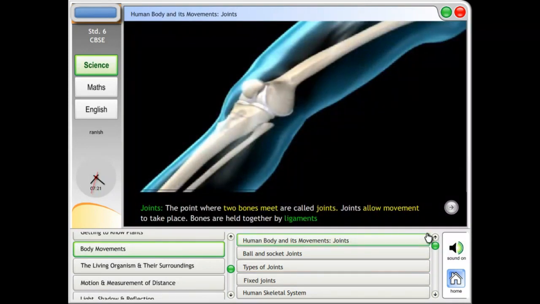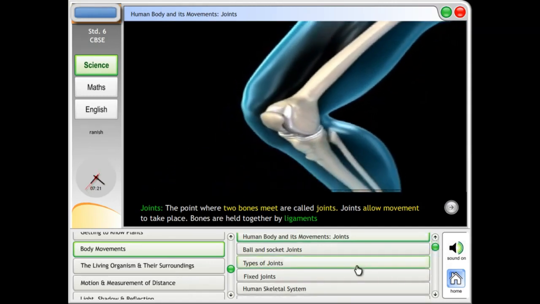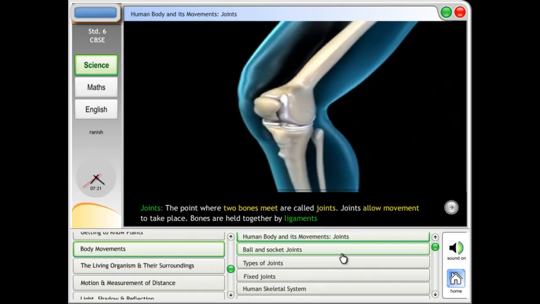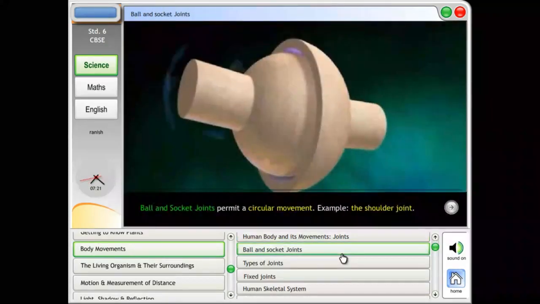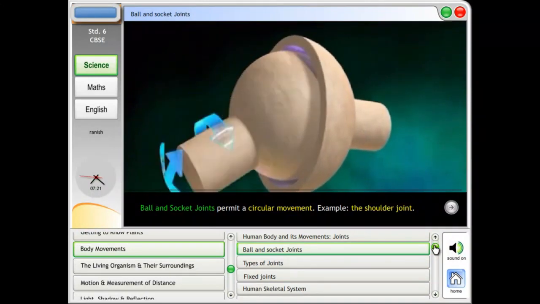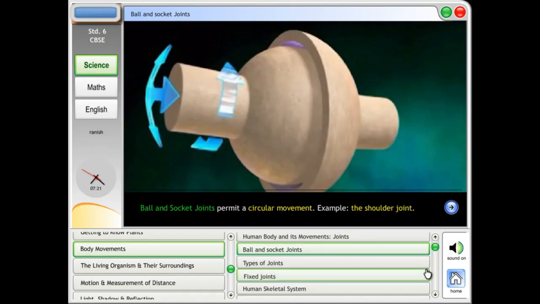Joints. The point where two bones meet. Joints allow movement to take place. Bones are held together by ligaments. Ball and socket joints. Ball and socket joints permit a circular movement. Example: the shoulder joint.